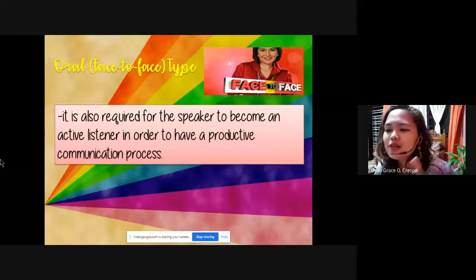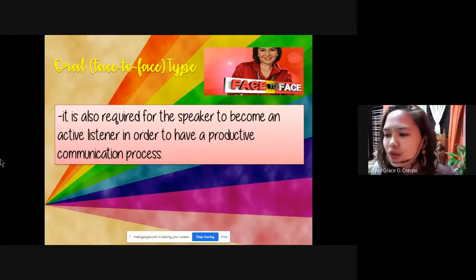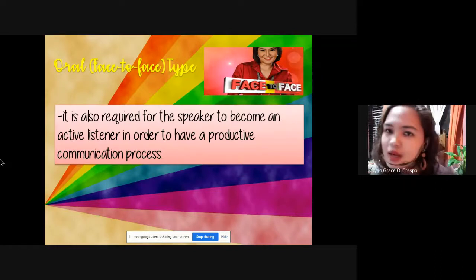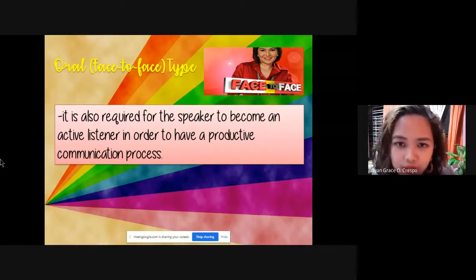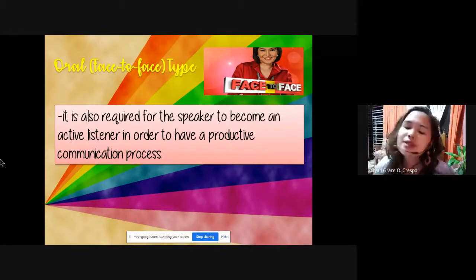Okay, it will also require for the speaker to become an active listener in order to have a productive communication process. You need to listen to your audience. And you need to observe. Okay, do you still understand me? Or do I make sense? Like that. So you could ask the students those kind of questions.